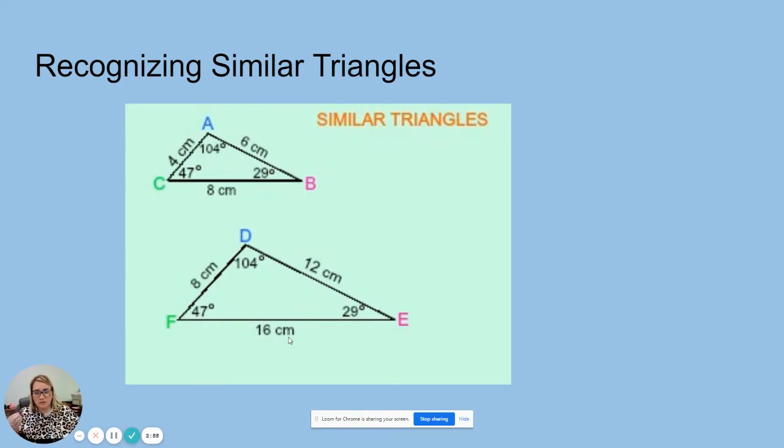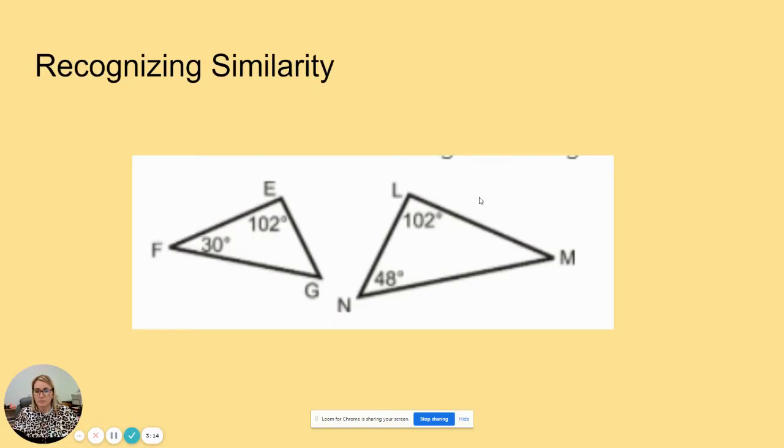So all the angles are the same, and then there is a proportional difference between all of the sides. And it has to be the same. We can't times two sides by 2 and another side by 3 and say that that's a similar triangle. It has to be proportional, has to be the same scale factor. Okay, so how do we recognize similarity? The one thing that we do first and foremost is we look and see if all of our angles are the same.